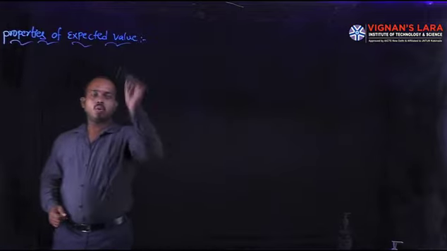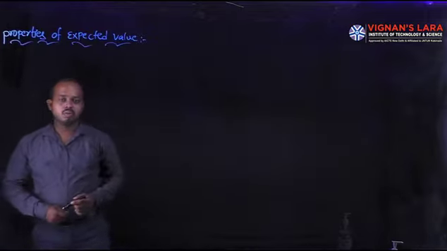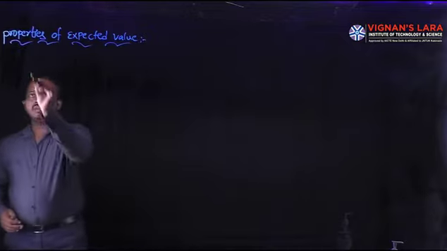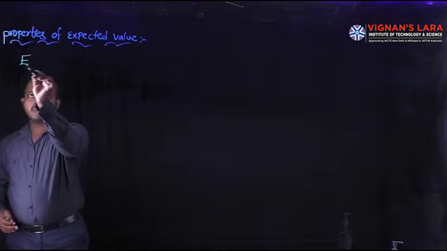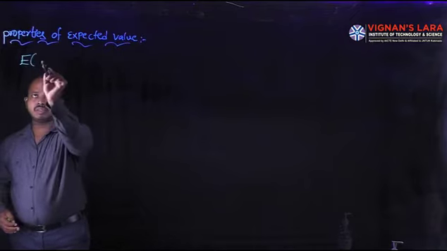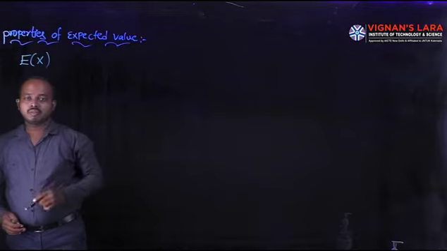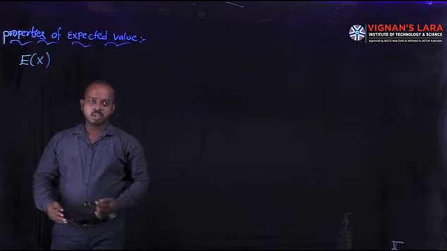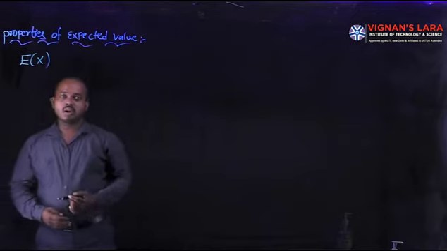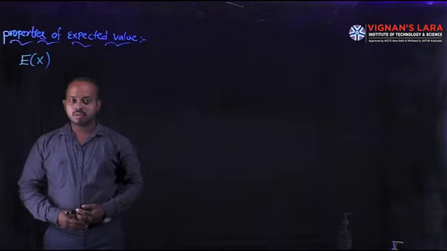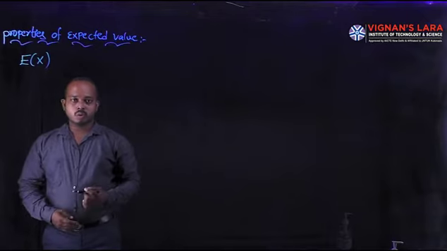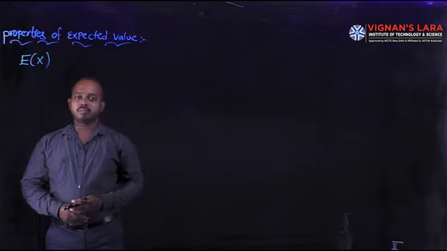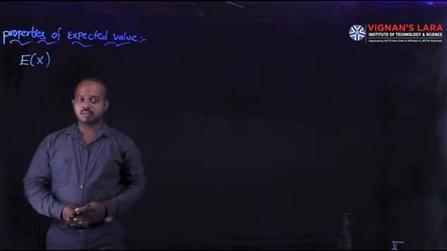First of all, how do we represent the expected value? As we already discussed, we represent the expected value with capital E, and the random variable we always represent with capital X. In the case of a discrete random variable, we consider the summation over the natural numbers. In the case of a continuous random variable, the summation can be replaced with integration. The remaining functionality is as is.